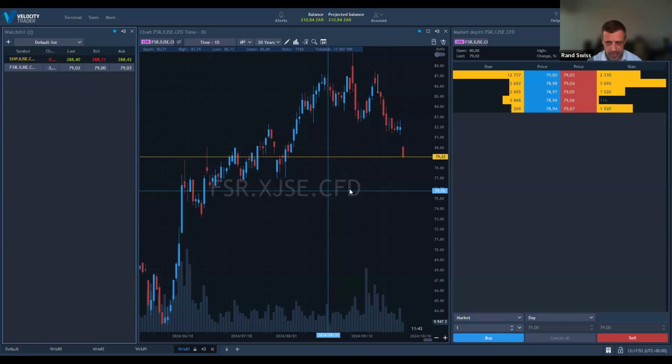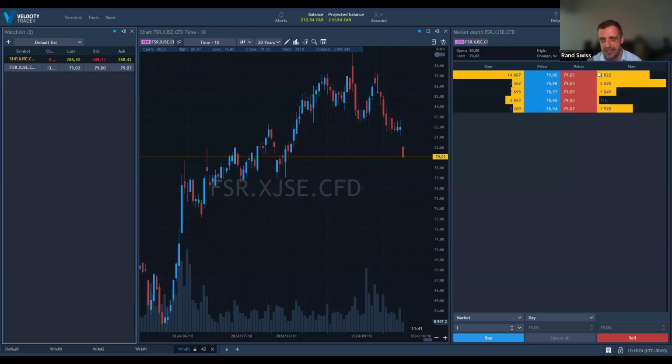So what do I mean by that? What you are seeing here is there are people, it might be 1 person, might be 2 people, might be 10 people, might be 100 people. But at the moment, there are people, whether one or many, who are looking to buy 14,607 first rand shares at 79. Then there's a person or people looking to buy 2,692 first rand shares at 78.98.